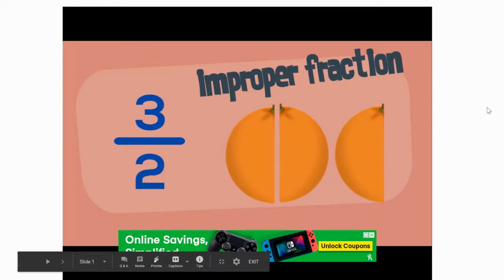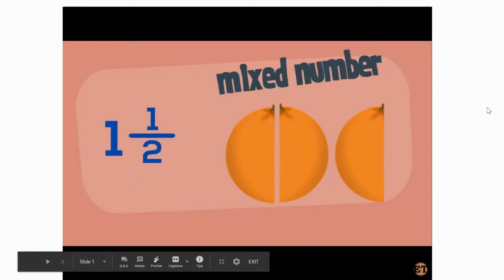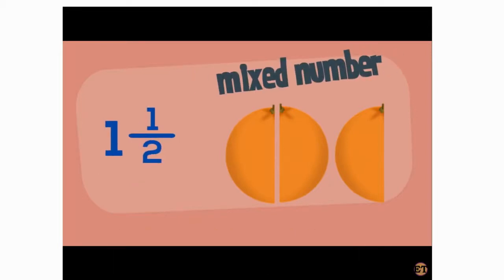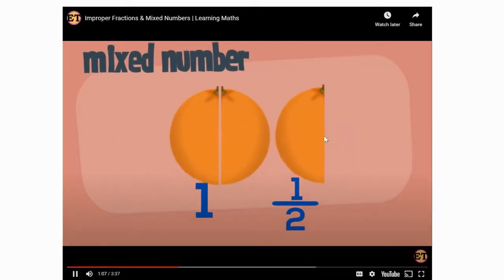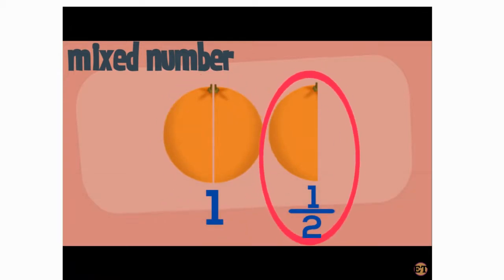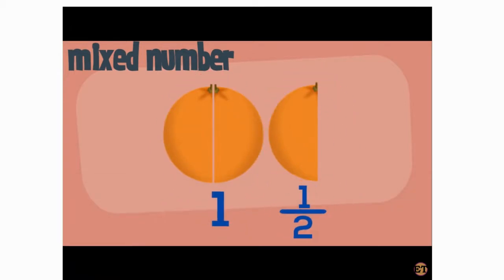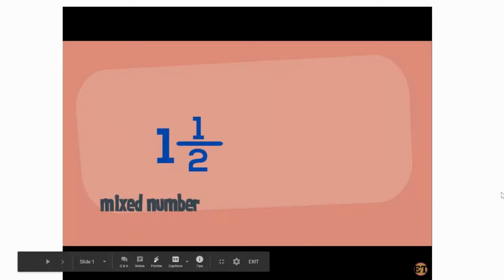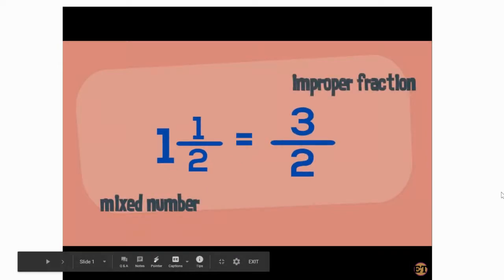An improper fraction can also be expressed as a mixed number. It's called a mixed number because it's a mix of a whole number and a fraction. How many wholes do we have? 1. How many extra halves do we have? 1. 1 whole and 1 half. The mixed number is 1 1/2. 1 1/2 is the same as 3 halves.